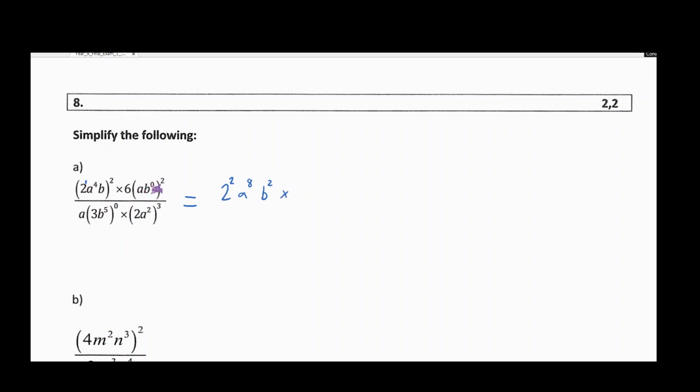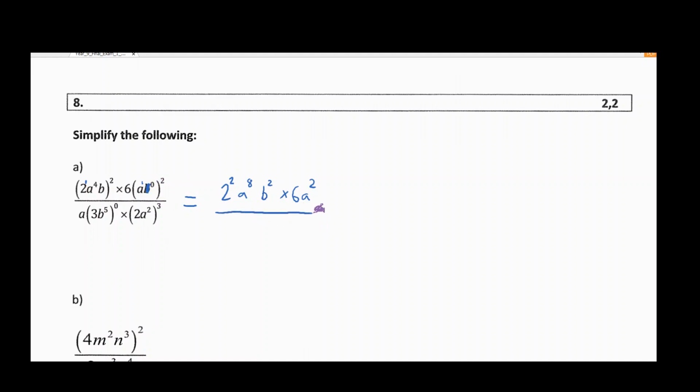Now, here we're going to have 6. I'll just leave that 6 there. A to the power of 2, because there's a 1. 1 times 2 is 2. And b to the power of 0 times 2 is just 0. So that b to the power of 0 is just 1 anyway, so that can go. So that should be a squared there. And that b to the power of 0 is just 1. That becomes a whole 1, so that can just be left.